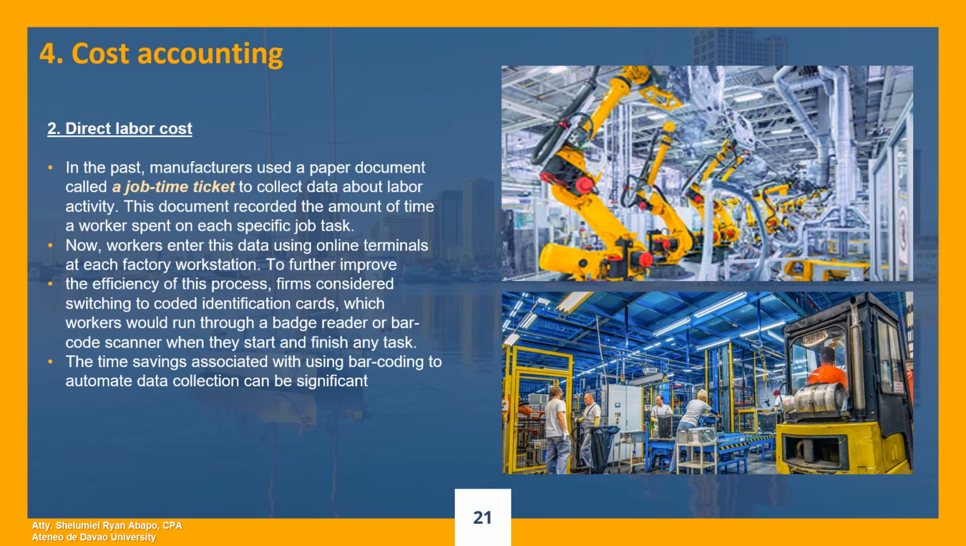The time savings associated with using barcoding to automate data collection can be significant. For example, Consolidated Diesel Company, an American company, found that using barcode scanners to capture data about materials usage and labor operations can save up to 12 seconds per workstation per activity. And when you accumulate this tiny 12-second savings, which may not seem like much, and multiply it by hundreds of workstations and multiple activities performed daily by hundreds of employees, that can result in a permanent 15% increase in productivity. And that 15% increase in productivity is not insignificant.